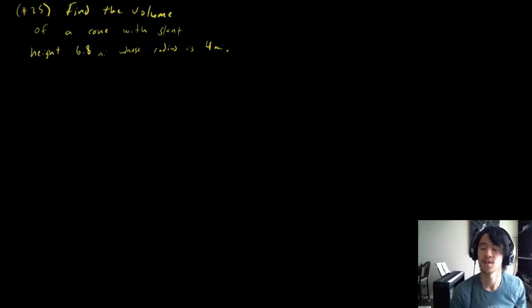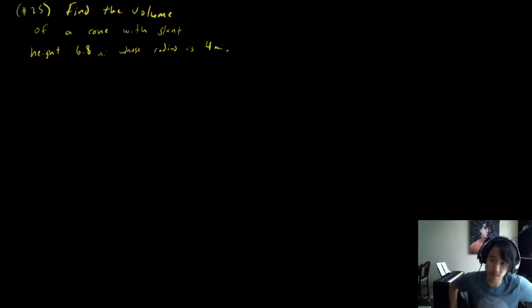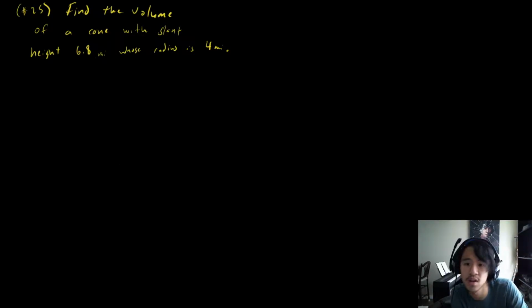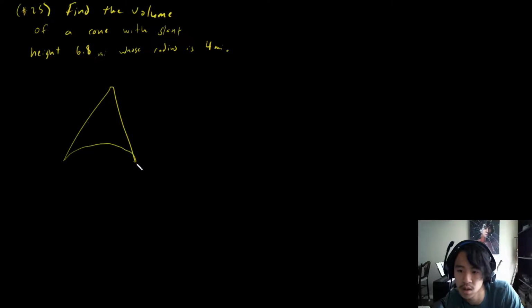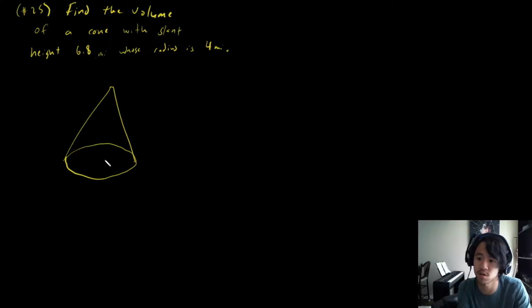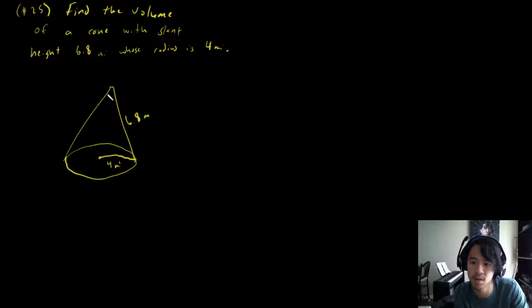All right, so here's the last question, number 25. Find the volume of a cone with slant height 6.8 miles. That is a big cone whose radius is 4 miles. So here's a cone. Remember to draw a picture, that's always important. Our radius of the circle is 4 miles, and then our slant height is 6.8 miles.